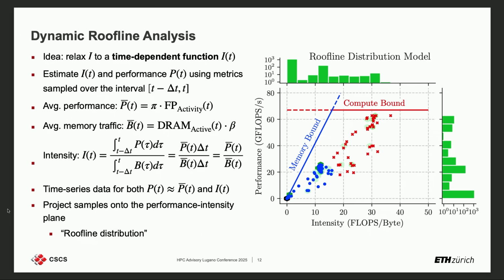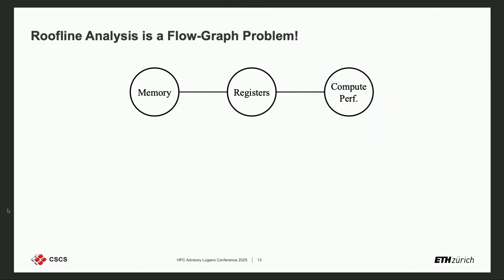And now we get to how we can derive roofline analysis as a flow graph problem. Imagine you have this very simple linear graph where you have memory, registers, and this virtual node called compute performance. We can model this as a source-sink problem, where we have a data source from memory and a compute performance virtual sink. Of course, it's not a true sink because there's no data movement in terms of compute performance, but we keep it there just to make the mathematics work out.